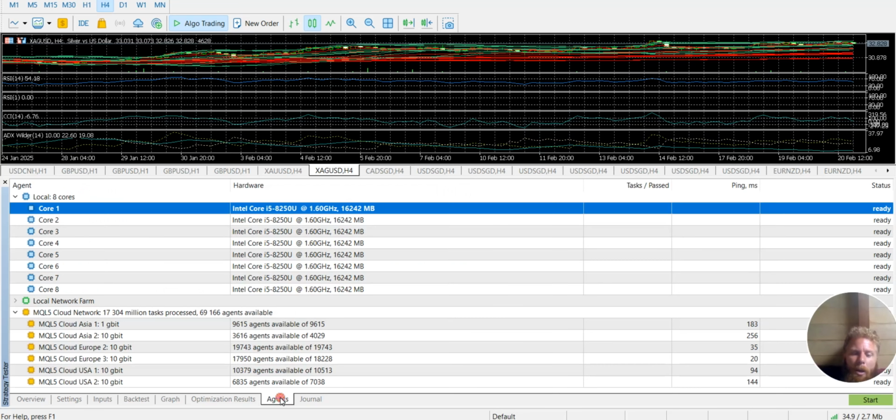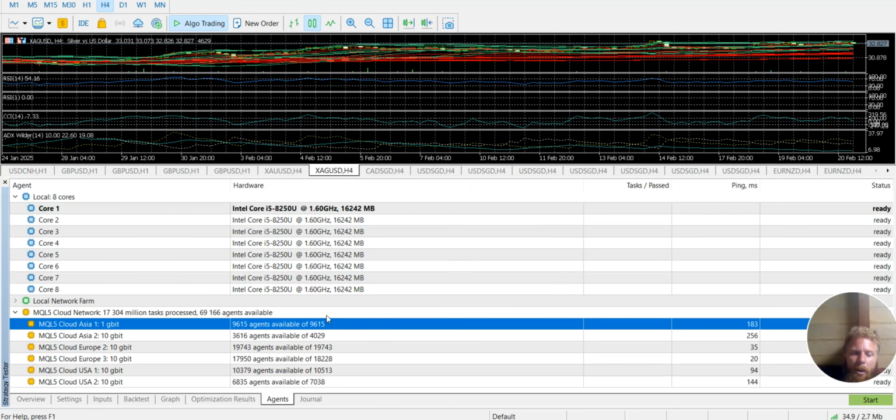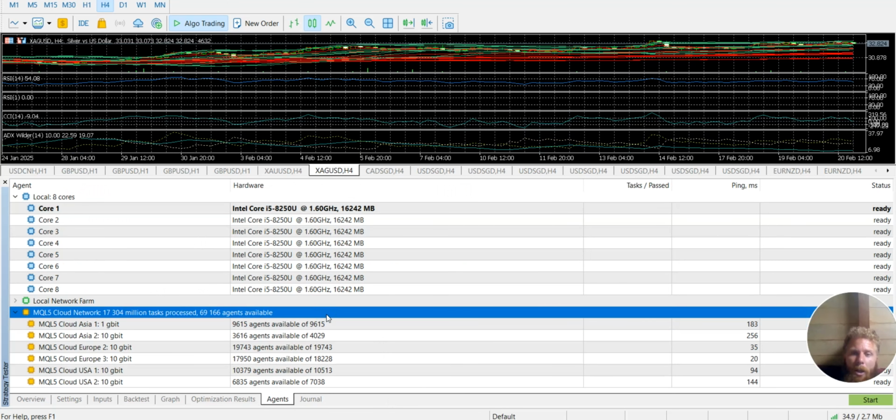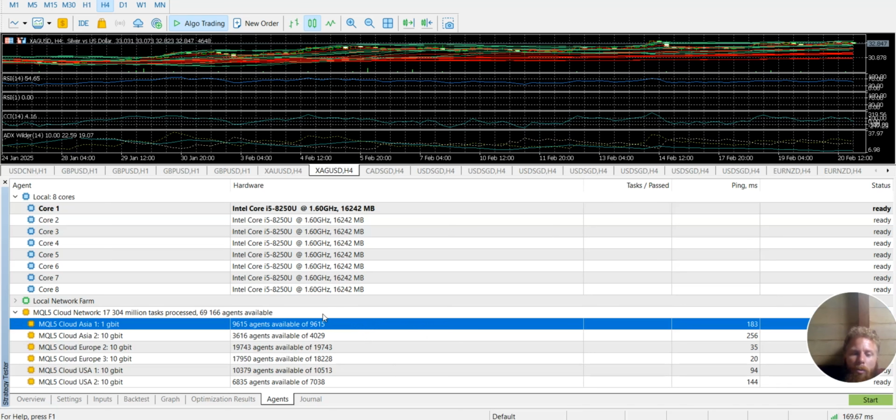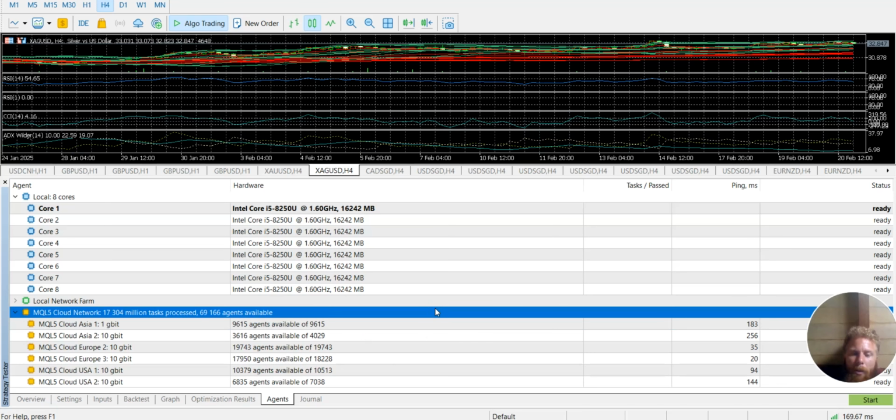So for me, this thing, the MQL5 Cloud Network, was just a miracle because it is my profession. I am testing, optimizing, coding EAs like every day, 24/7, so I am spending a huge amount of time, and I don't want to buy really expensive equipment. Rather, I am paying for the MQL5 Cloud Network.